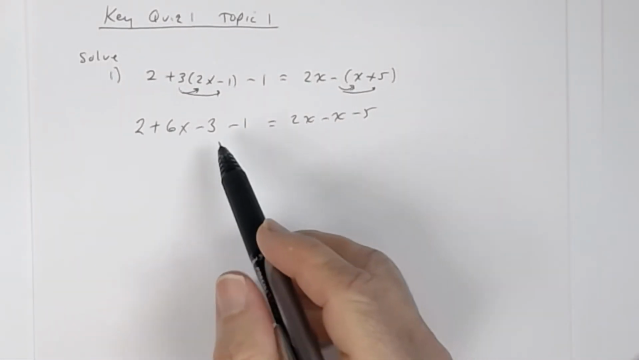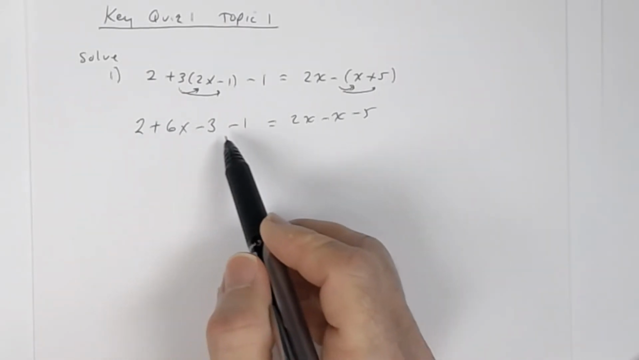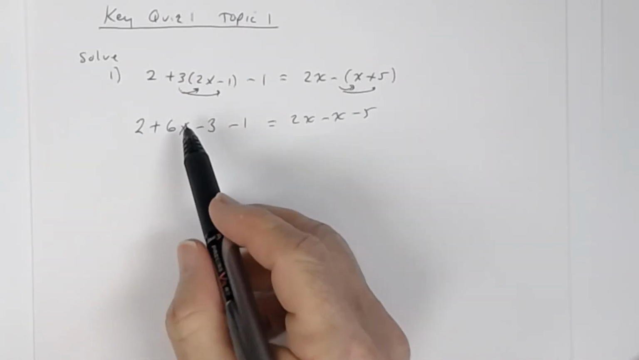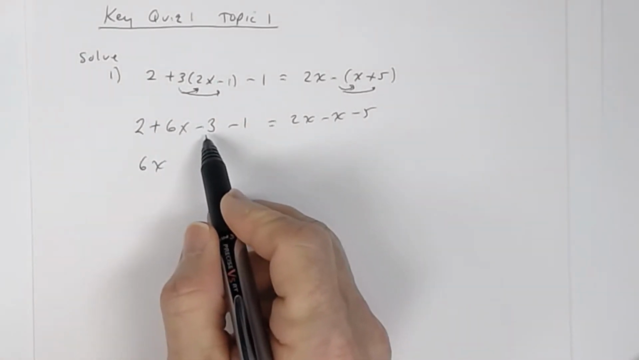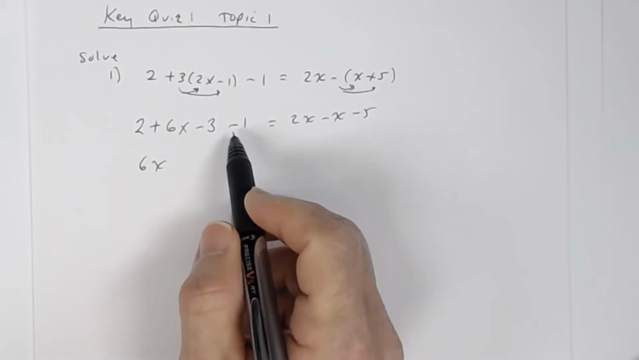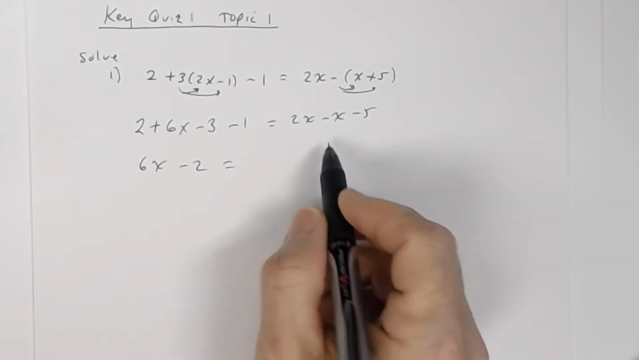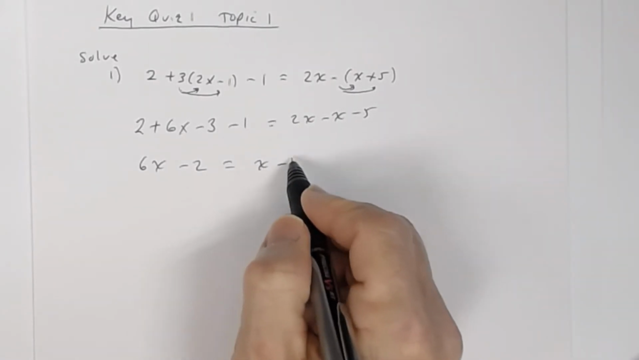So the next step then is to combine like terms. So on the left side, the 2, negative 3 and negative 1 are like terms. So I'm going to get 6x. Now 2 and a negative 3 is a negative 1. A negative 1 and another negative 1 is a negative 2. Equal, and then 2x minus x is x, and then minus 5.